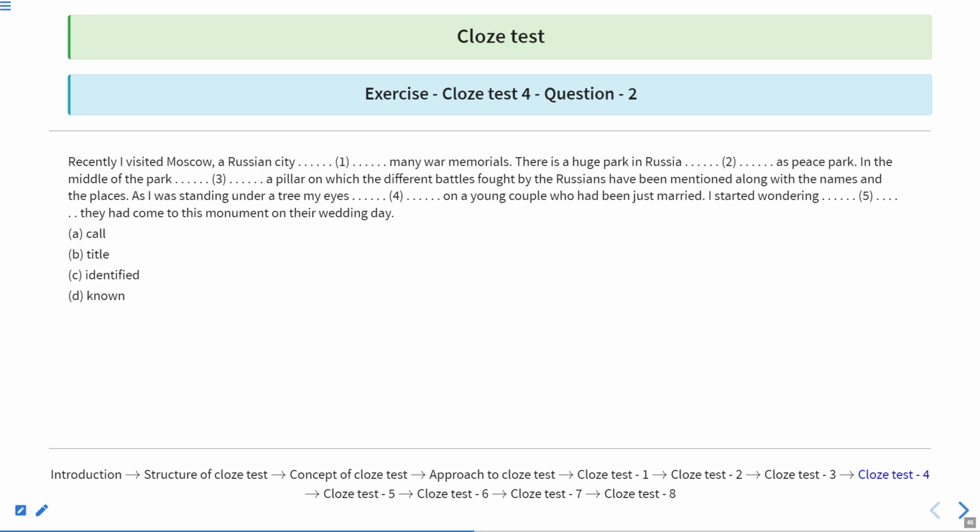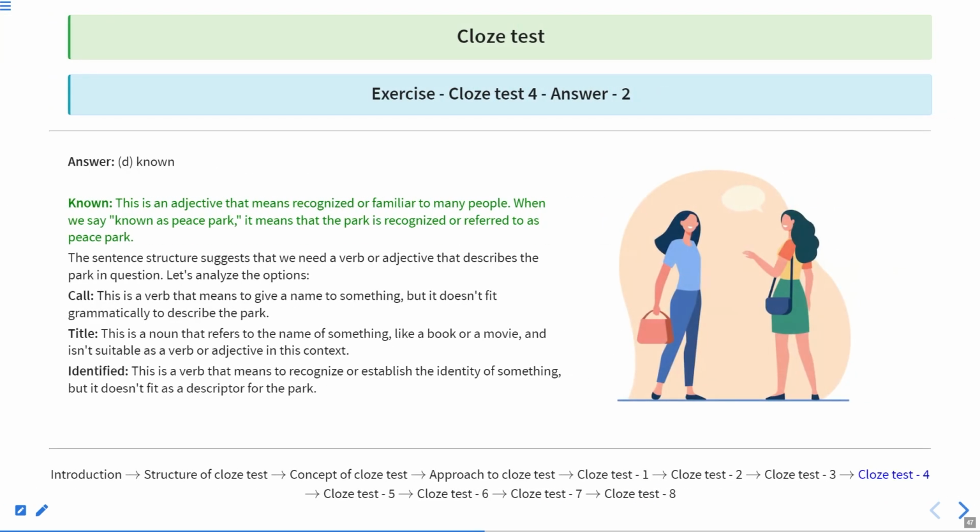Recently, I visited Moscow, a Russian city of many memorials. There is a huge park in Russia, dash. Is it called, title, identified, or known? The correct answer is known. It is an adjective that means recognized or familiar to many people. When we say known as a Peace Park, it means that the park is recognized or referred to as Peace Park.